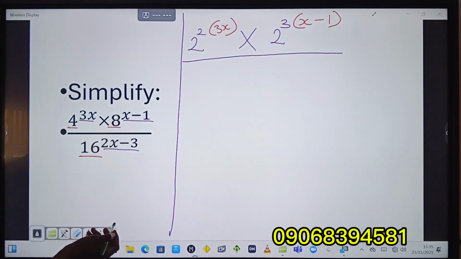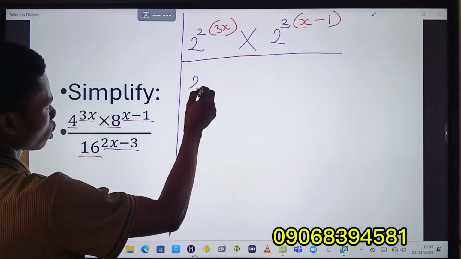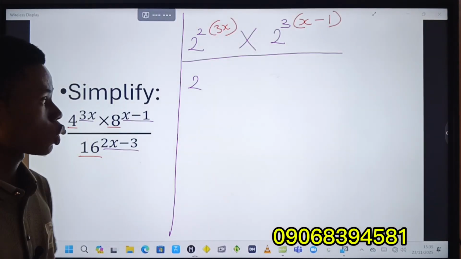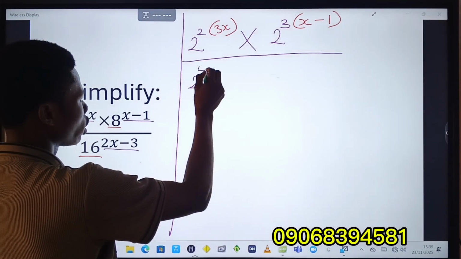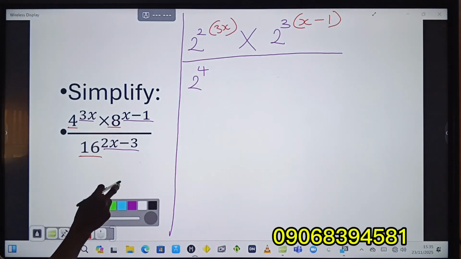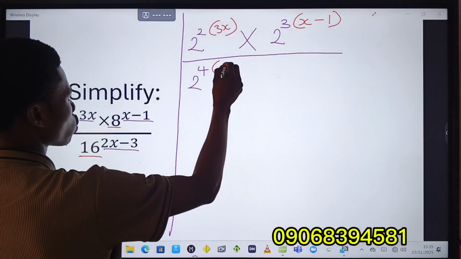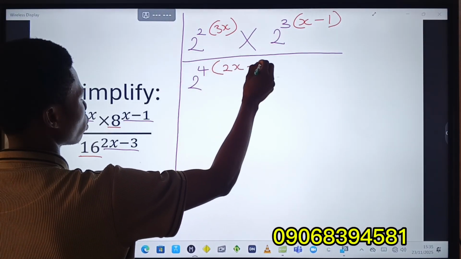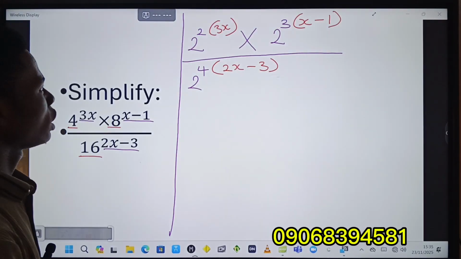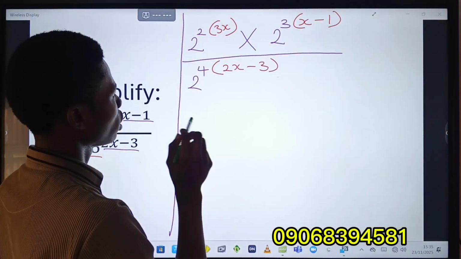This 16, 2 raised to power what will give us 16? 2 times 2, 4. 4 times 2, 8. 8 times 2, what? 16. So you agree with me, 2 raised to power 4 will give us 16. But the 16 already had something on it, so we'll bring it up here: 2x minus 3. Good. At this point, you can continue solving.